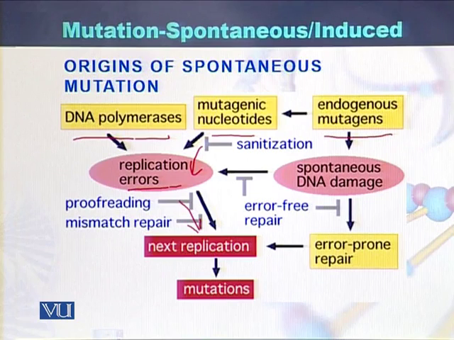Also, endogenous mutagens cause spontaneous DNA damage, and if the spontaneous DNA damage does not recover back, then it goes into error-prone repair, and ultimately during the next replication process, it becomes a permanent part of the DNA. So these are the two major things by which spontaneous mutations originate: DNA polymerases, as well as those mutagens which are present in our environment.